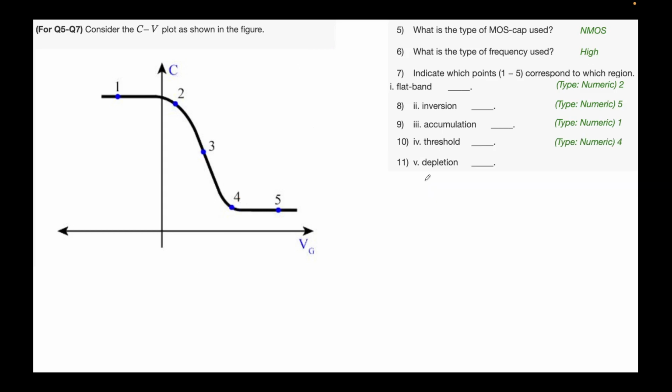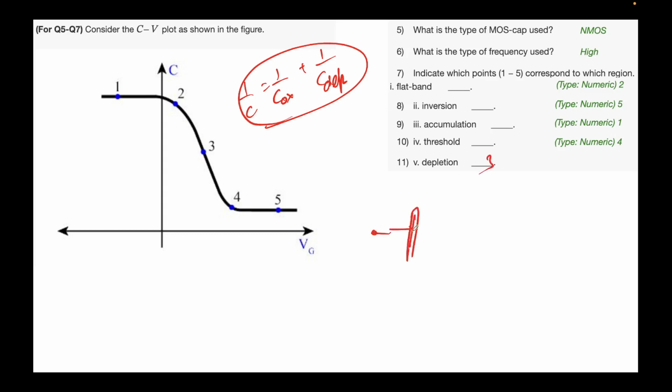Okay. Finally, the depletion. We know that this line, where we saw that 1 over C is 1 over C ox plus 1 over C depletion, this expression that we saw. So here, whatever modulation, this corresponds to 3. So we saw that the diagram looks something like this. This is our metal, oxide, and the p-type semiconductor.